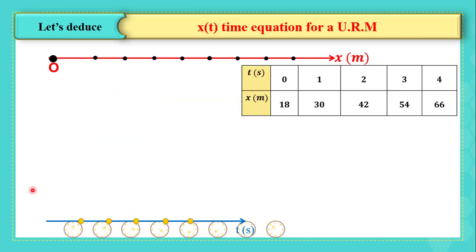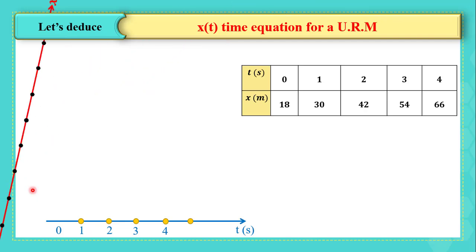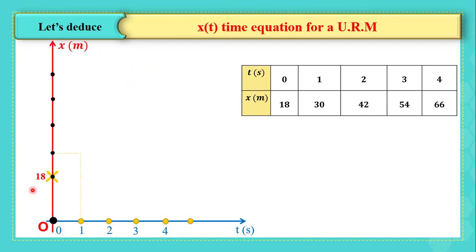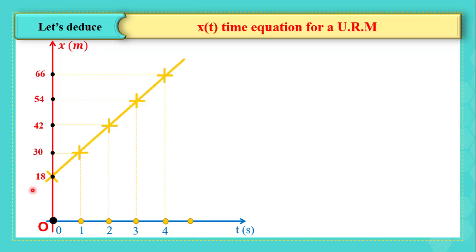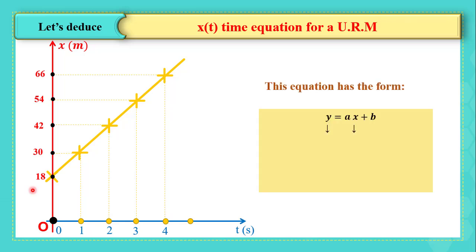After plotting the points and joining them, we notice that the x-t curve in this case is an increasing straight line not passing through the origin. Then it is of equation y equals ax plus b. Similarly, y represents the abscissa x and x represents the time t. What about b?